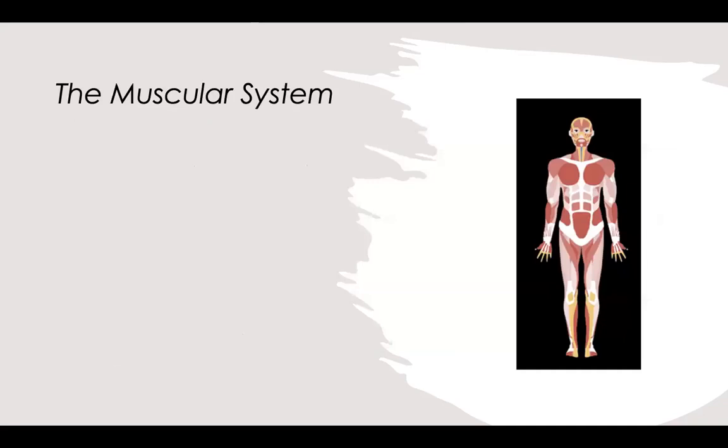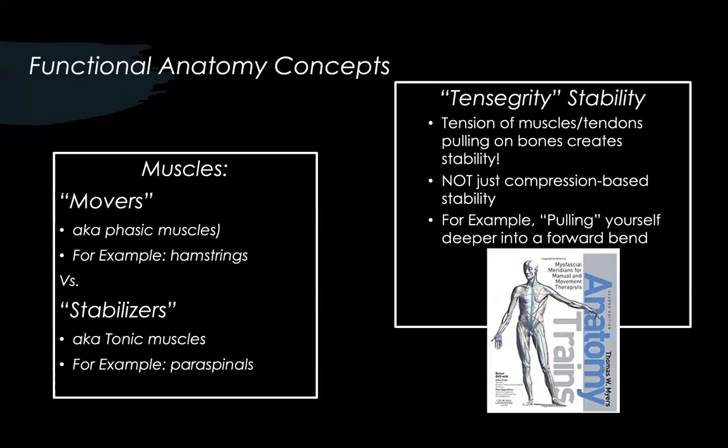Okay, so the last little orienting part I'd like to talk about is the muscular system. So you might be thinking, save the best for last. Well, yeah, here we go. Muscle system. These are our movers. And we have different types of muscles. We have muscles that tend to be more of the movers. We call these phasic muscles.